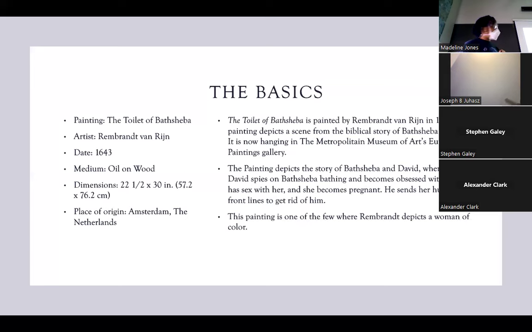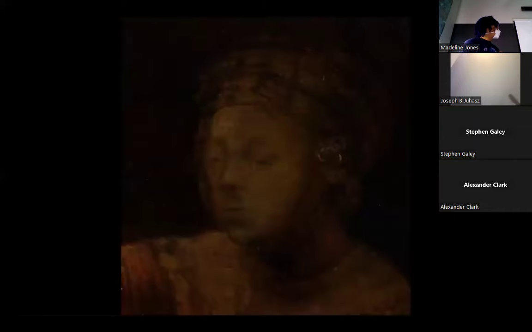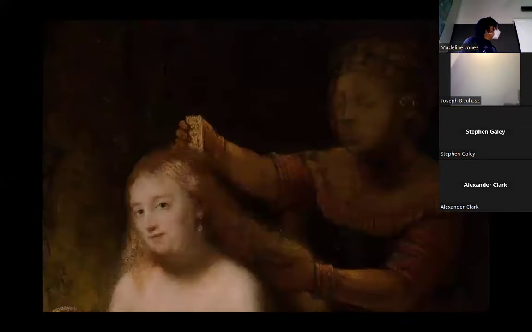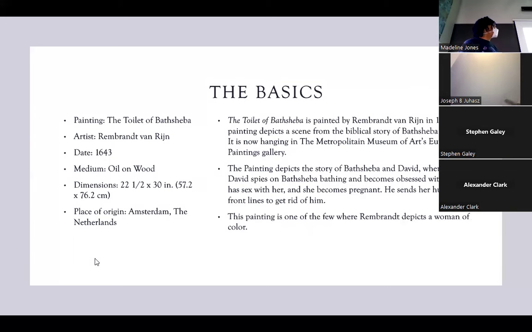I'm just gonna go back real quick so everyone can see, because I know we've had some latecomers. This is the painting. This is the Toilet of Bathsheba. And so yeah, it's a small painting. It's 22 by 30, so it is a little bit over 2 feet. And it depicts this biblical story.